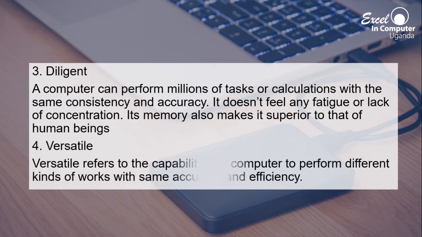Versatile. Versatile refers to the capability of a computer to perform different kinds of work with the same accuracy and efficiency. For example, if you needed to do addition, subtraction, and division, the computer will still give you the same results and same answers at the same accuracy. So if you had to divide some numbers, after doing some addition, after doing some subtraction, and some division, it will give you accurate results and very fast.